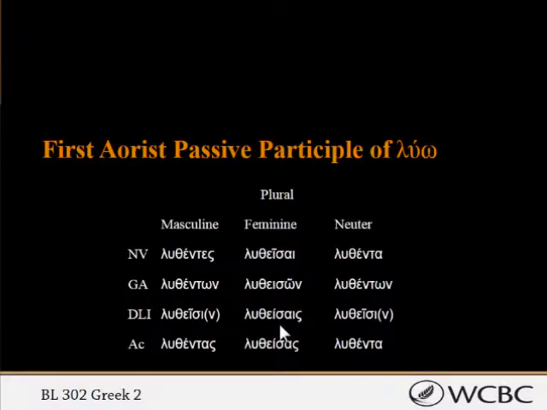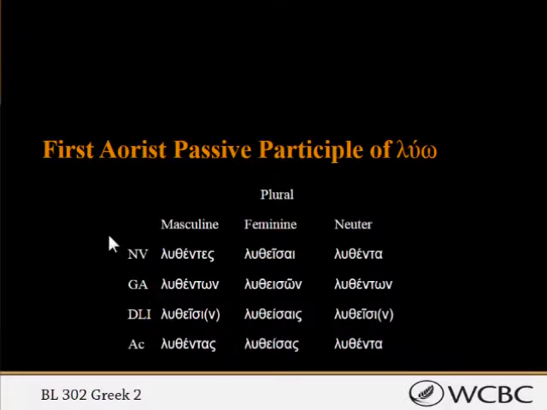And these are the plural forms of the same aorist participle. These are all the first aorist passive participle of luo. And once again, you can see with the plural, for the nominative, you have the nu tau here, all the way through. The only form that's unique is that dative plural. In this way, the dative plural looks a little bit more like what we would have for the feminine plural.